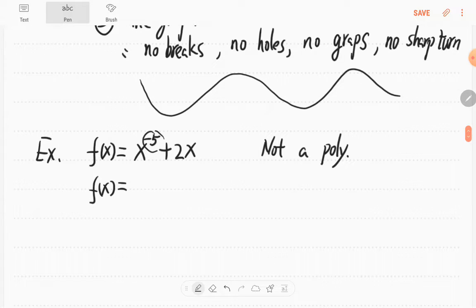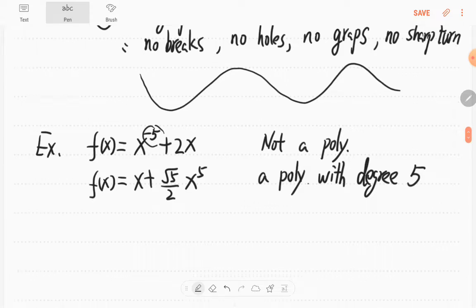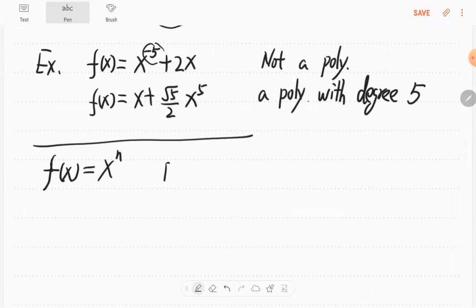If f of x equals x plus square root 5 over 2 times x to the 5th, yes, this is a polynomial, right? The degree is what? It is the highest power, 5, so degree 5. Okay, so now let's look at this kind of function, f of x equals x to the n. This is called the power function.